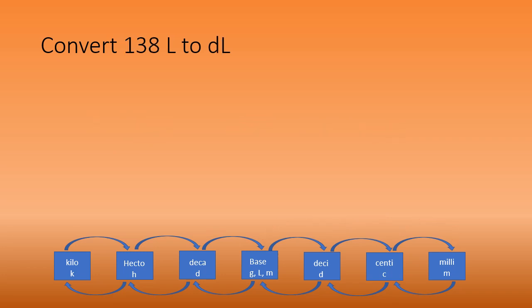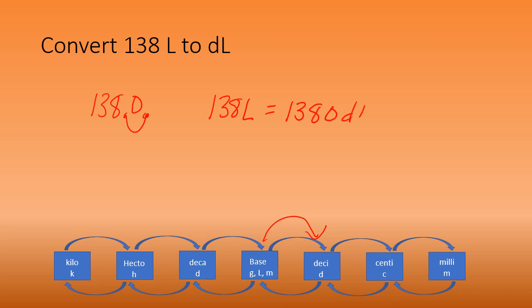This problem asks us to convert 138 liters to deciliters, so we will write down our 138, put our decimal, and see that to go from the base unit liters to deciliters, we need to make 1 jump to the right. We will move our decimal 1 jump to the right, fill in the empty space with a 0, and that leads us to see that 138 liters is equal to 1,380 deciliters.